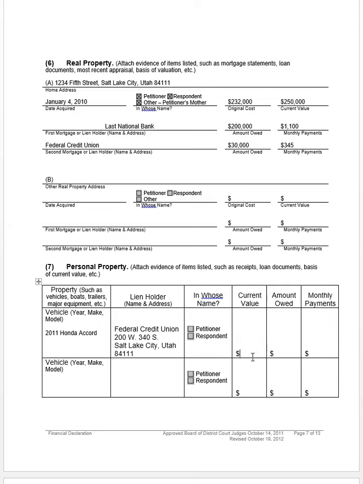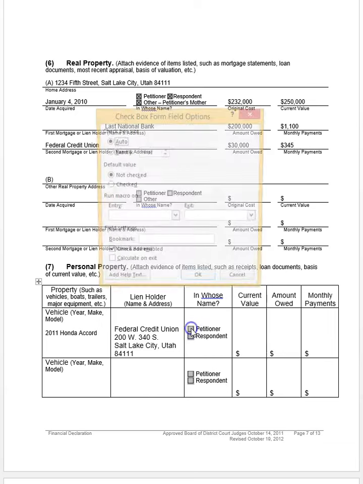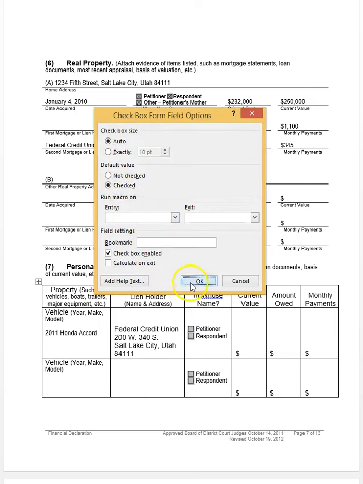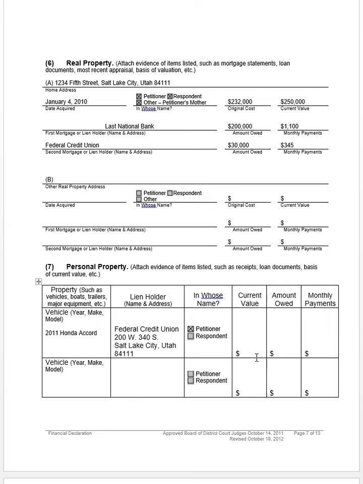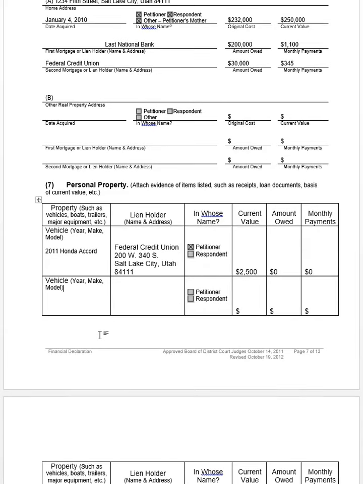I'm going to go through next, and, well, let me do this first. Let's assume that this is the car I drive, so I'm going to click that box. I'm going to check it. I'm going to say the current value is $2,500. The amount owed, let's assume that I own it, I've had it a while, is 0, so I have 0 payments. If my wife is driving, and I know some of you are going to say I'm a sexist, but hey, I'm just trying to be realistic in how this happens for a lot of people.